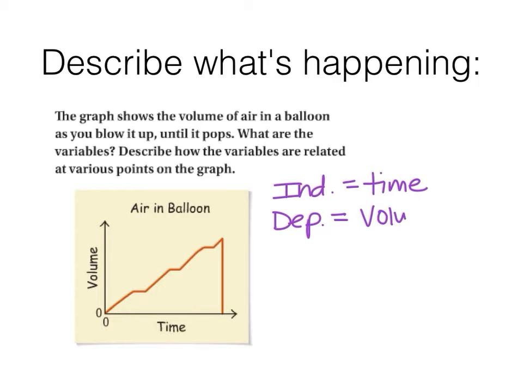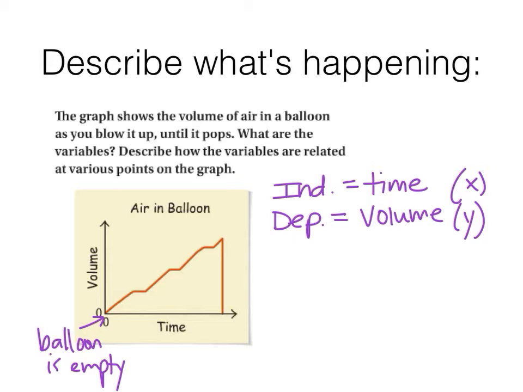And this goes right in line with what we learned: independent x and dependent y. Then it wants us to describe how the variables are related at various points on the graph. So let's take a look at this. Here, the balloon is empty. We haven't done anything to it. We haven't put any air in it at all. Here, and here, and here, someone is steadily blowing air into the balloon. So they're steadily blowing up the balloon.